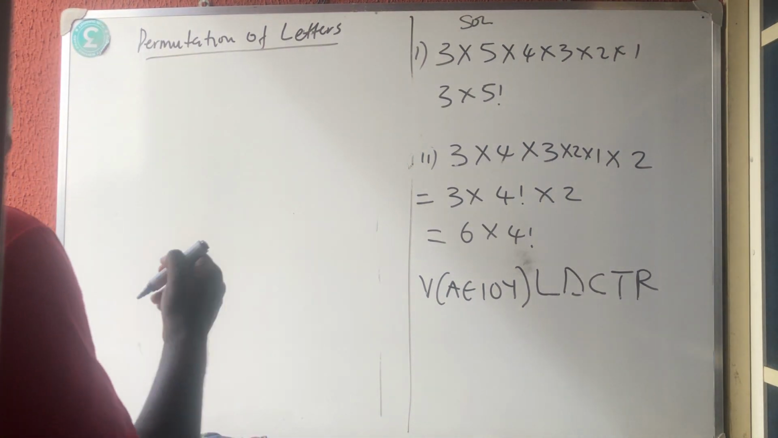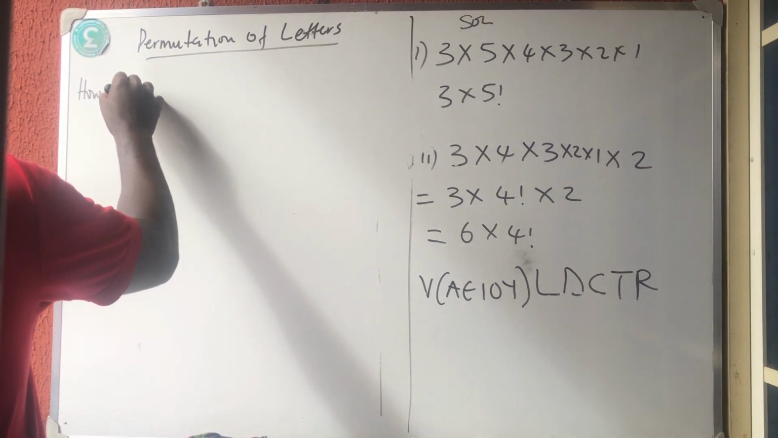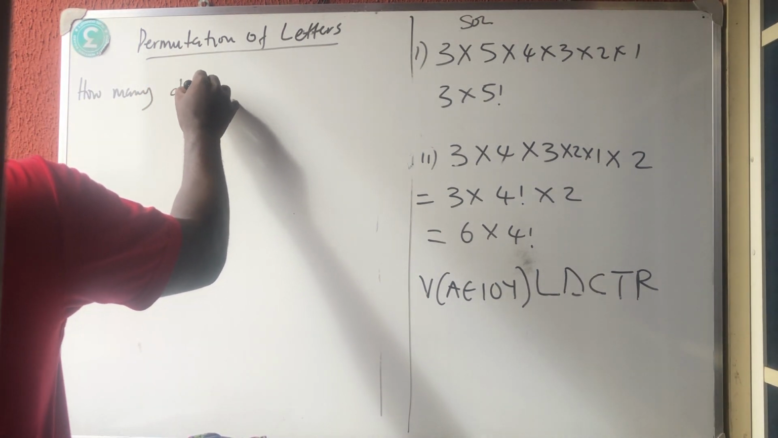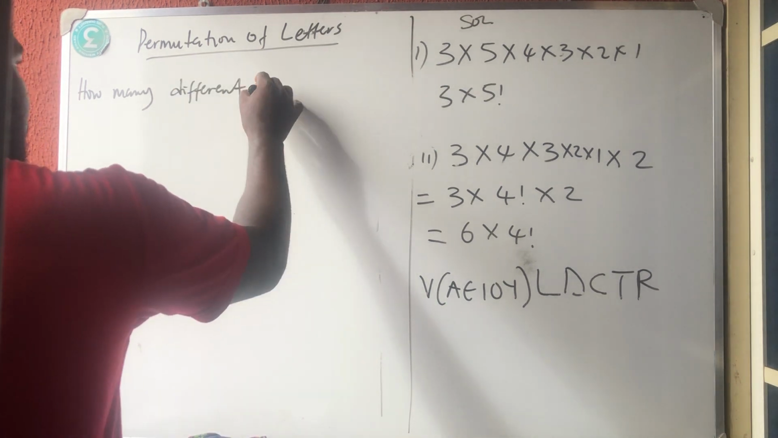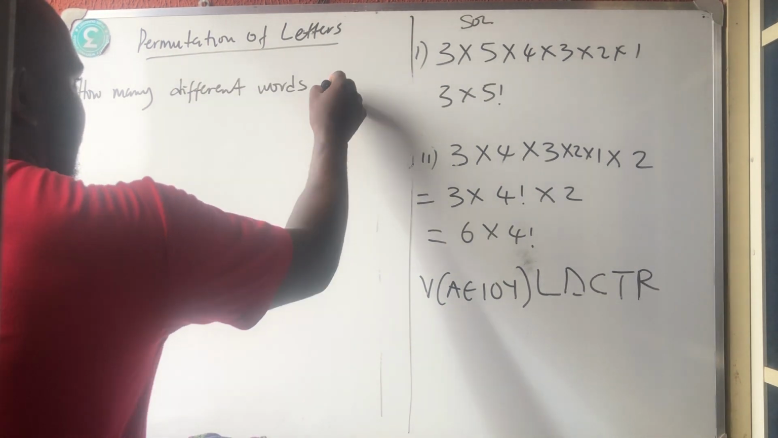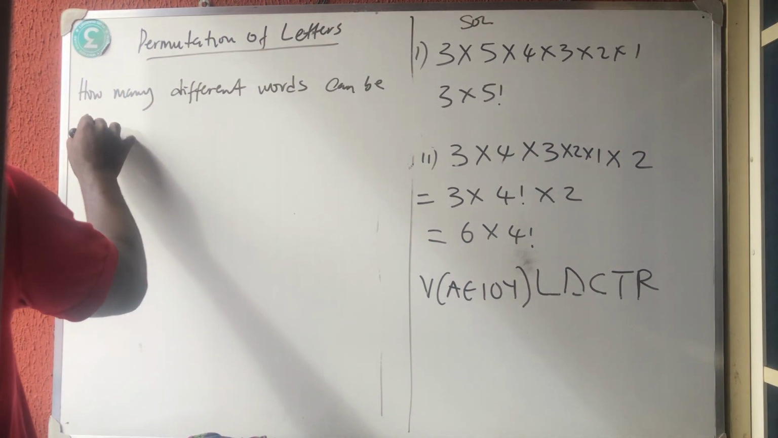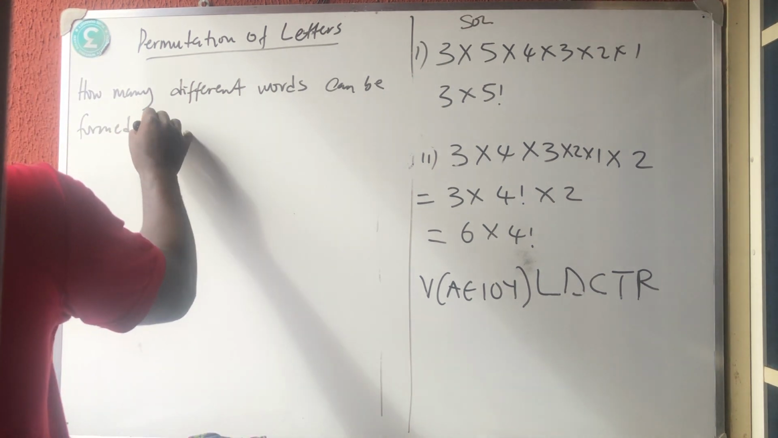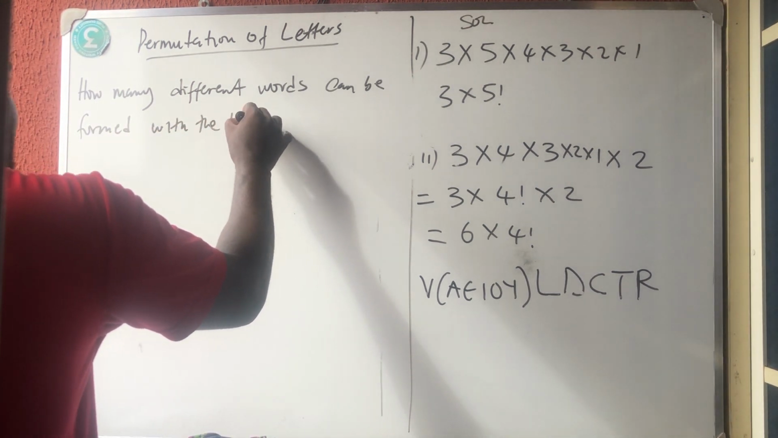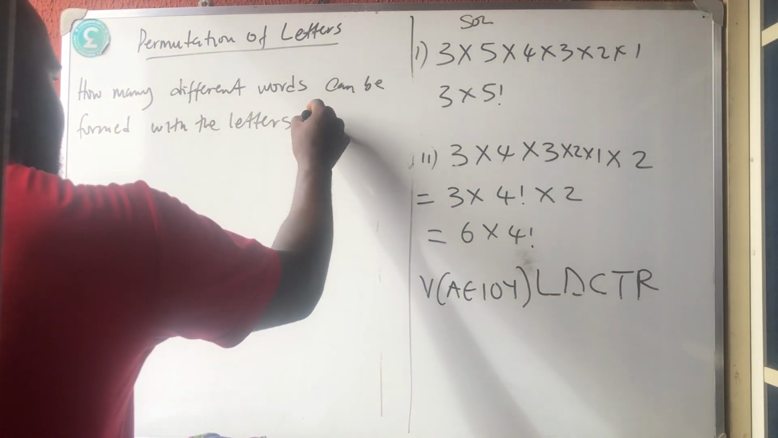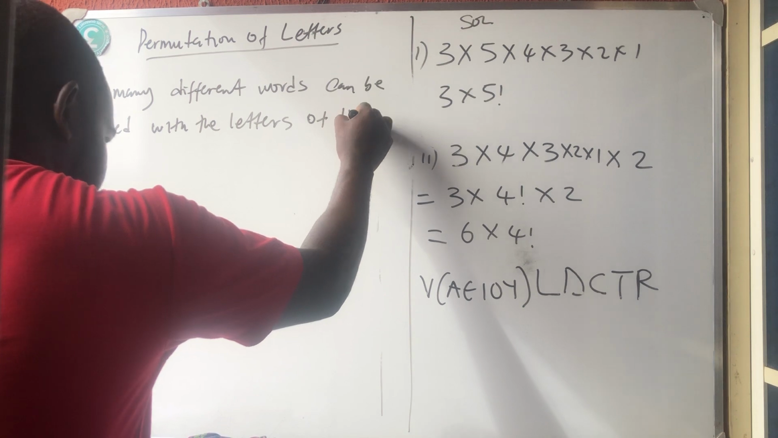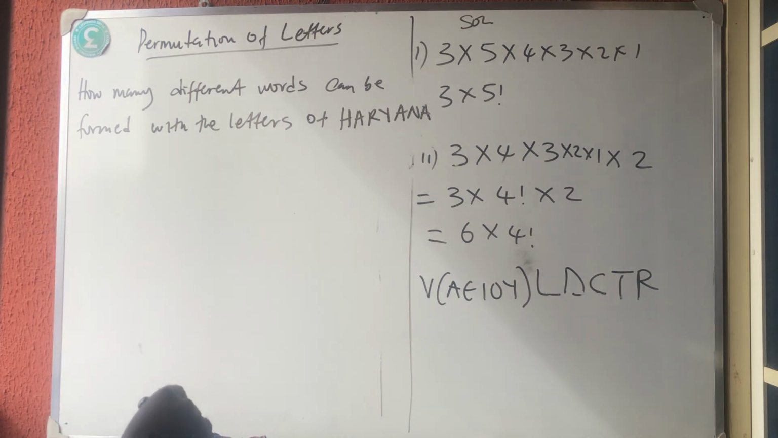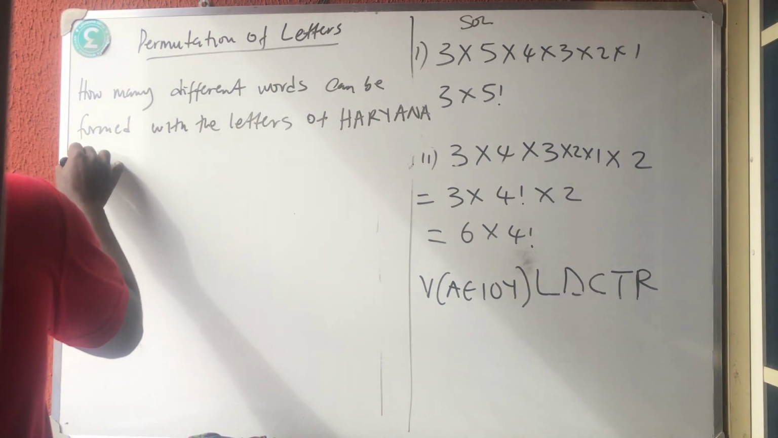The next one. How many different words can be formed? How many different words can be formed with the letters of H, A, R, Y, A, N, A. Okay?